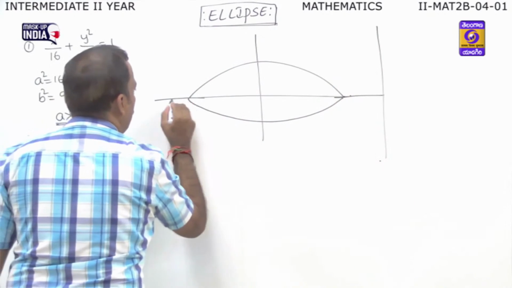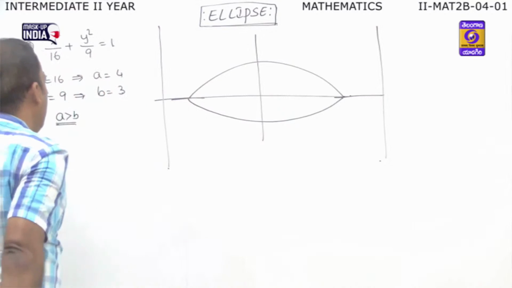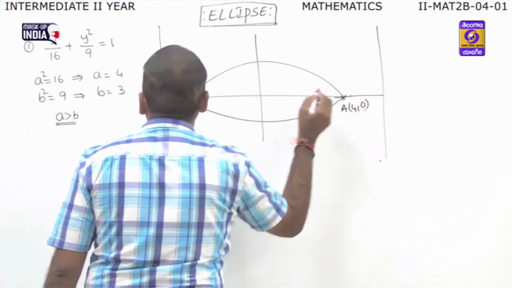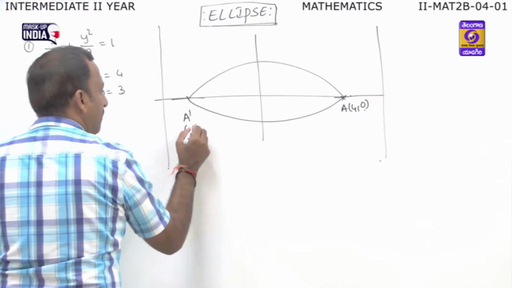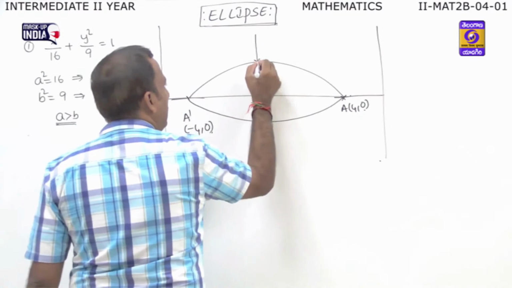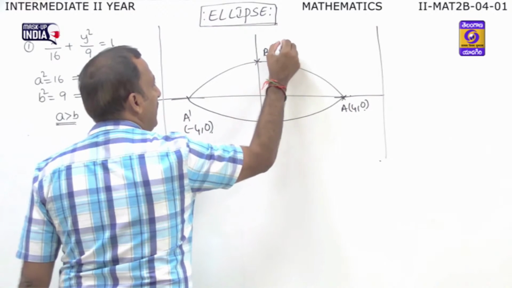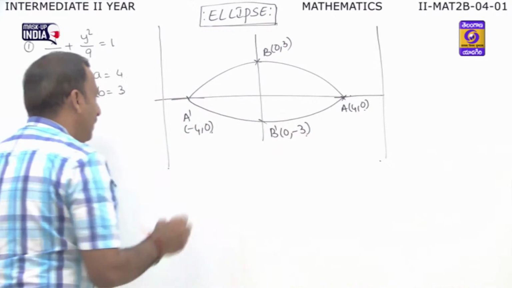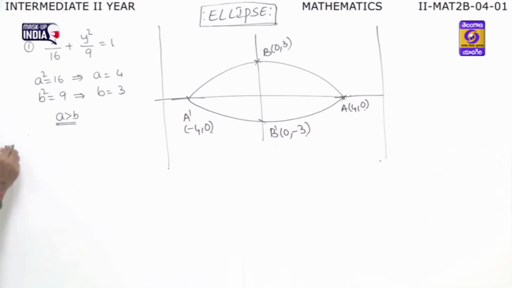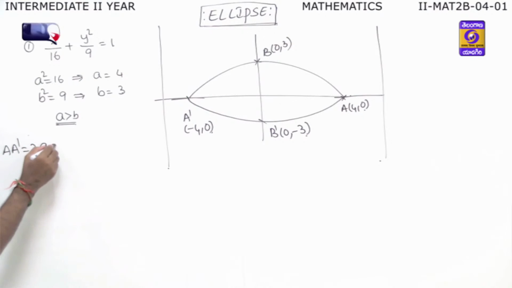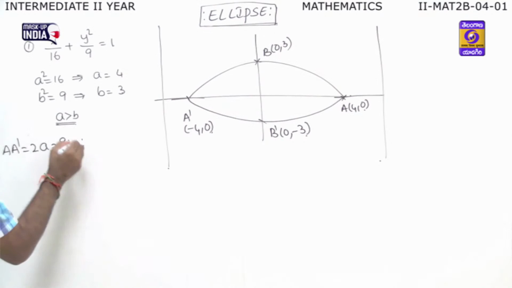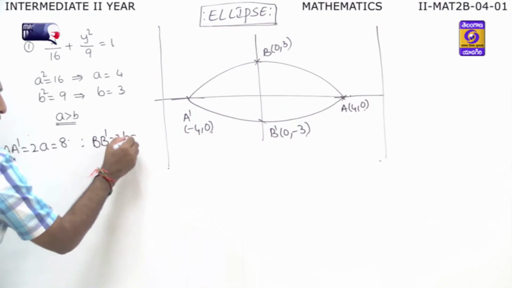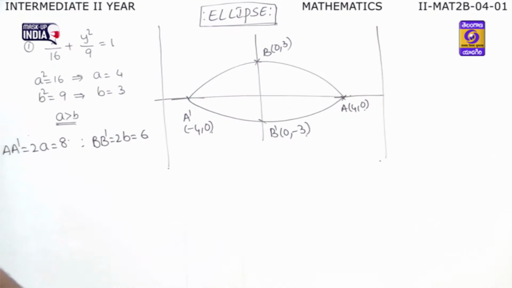The clearer the figure, the easier the problem becomes. So what are the vertices? A is 4 comma 0 and A dash is minus 4 comma 0. B is 0 comma 3 and B dash is 0 comma minus 3. Length of the major axis AA dash, that is equal to 2a, is equal to 8. Length of the minor axis BB dash, that is equal to 2b, is equal to 6.